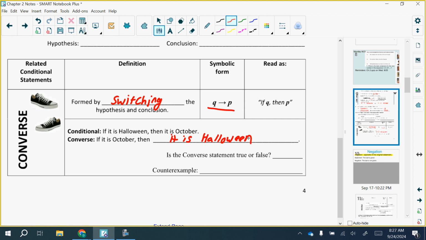And then it asks, is the converse statement true or false? This would be false. And a counterexample would be October 1st, or any day in October that's not Halloween. Because clearly, just because it's October does not mean it is Halloween.